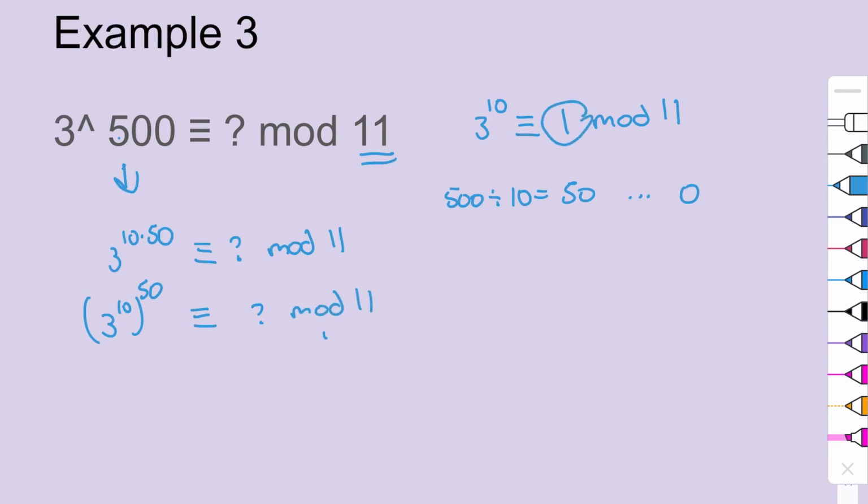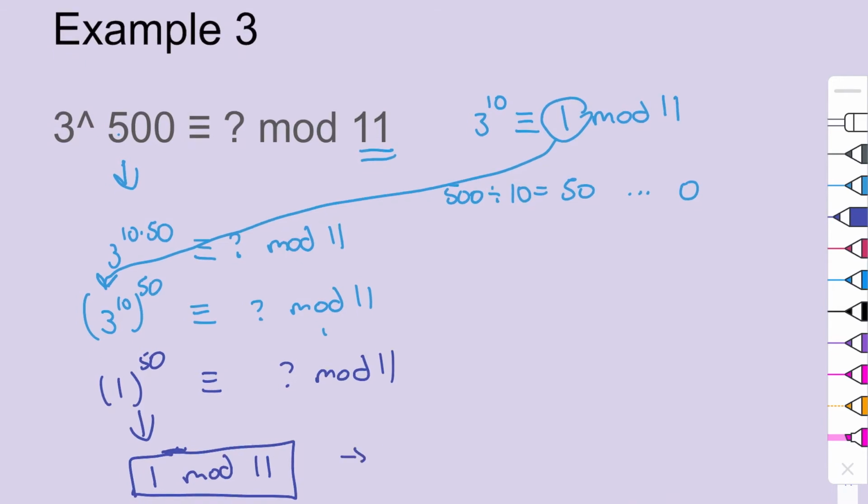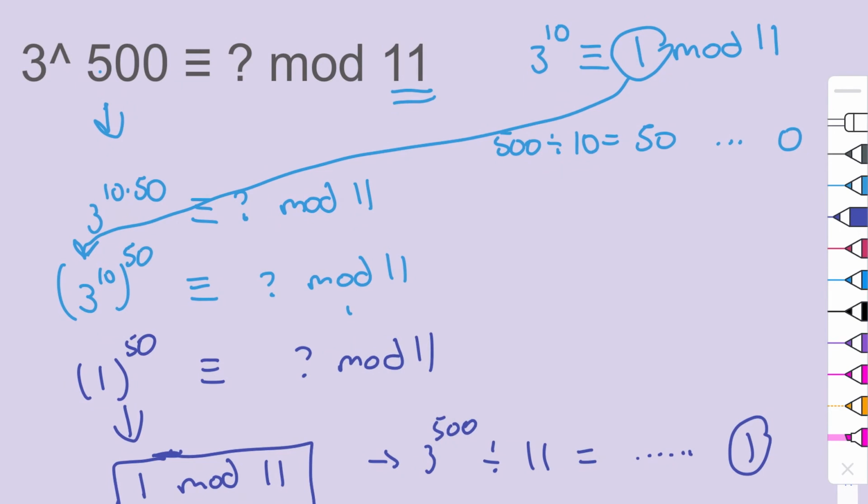Now just substitute this 1 into the parentheses, and we have 1 to the 50. And on this side, we will just get 1. So 1 would be our final answer for this. So when 3 to the 500 power is divided by 11, we would have a remainder of 1. And you stop finding the remainder when this number is smaller than the mod base.